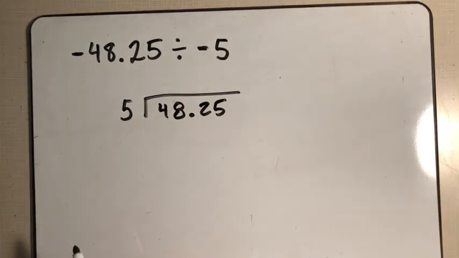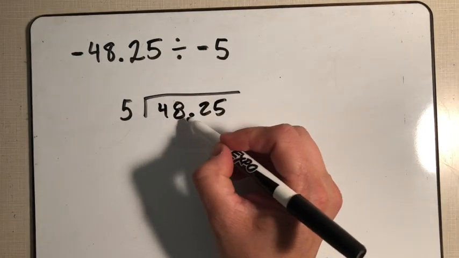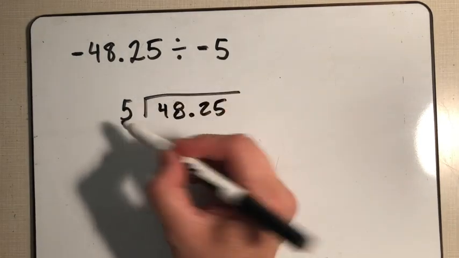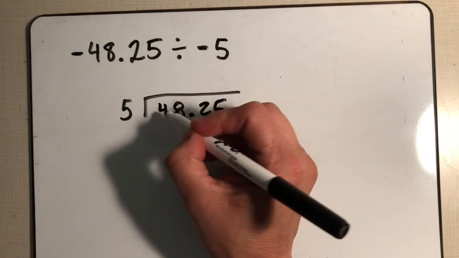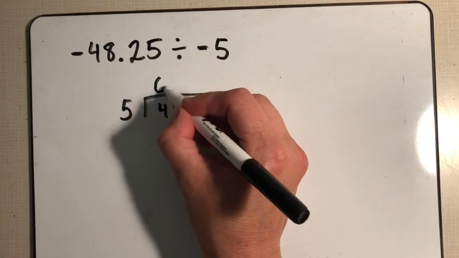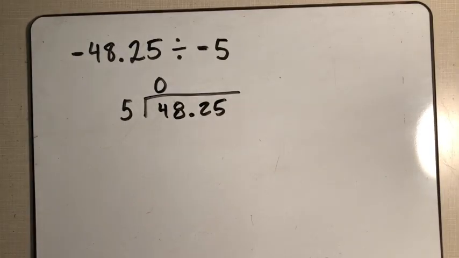This kind of sets up nicely for money. So I'm taking these $48.25, and I'm passing it out to 5 people. I'm trying to figure out how much each person gets. I have 4 $10 bills. That's not going to be enough to give to anyone because I have 5 people, so nobody gets any $10 bills.